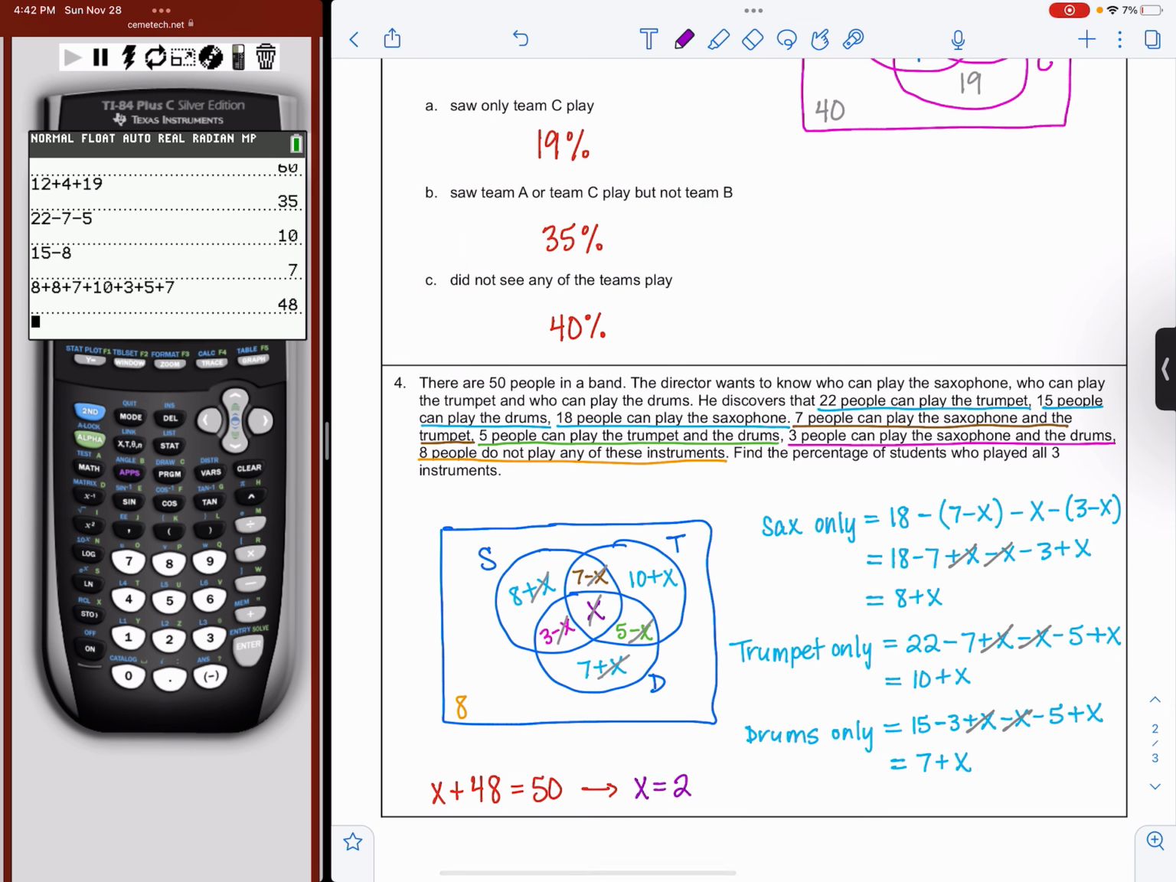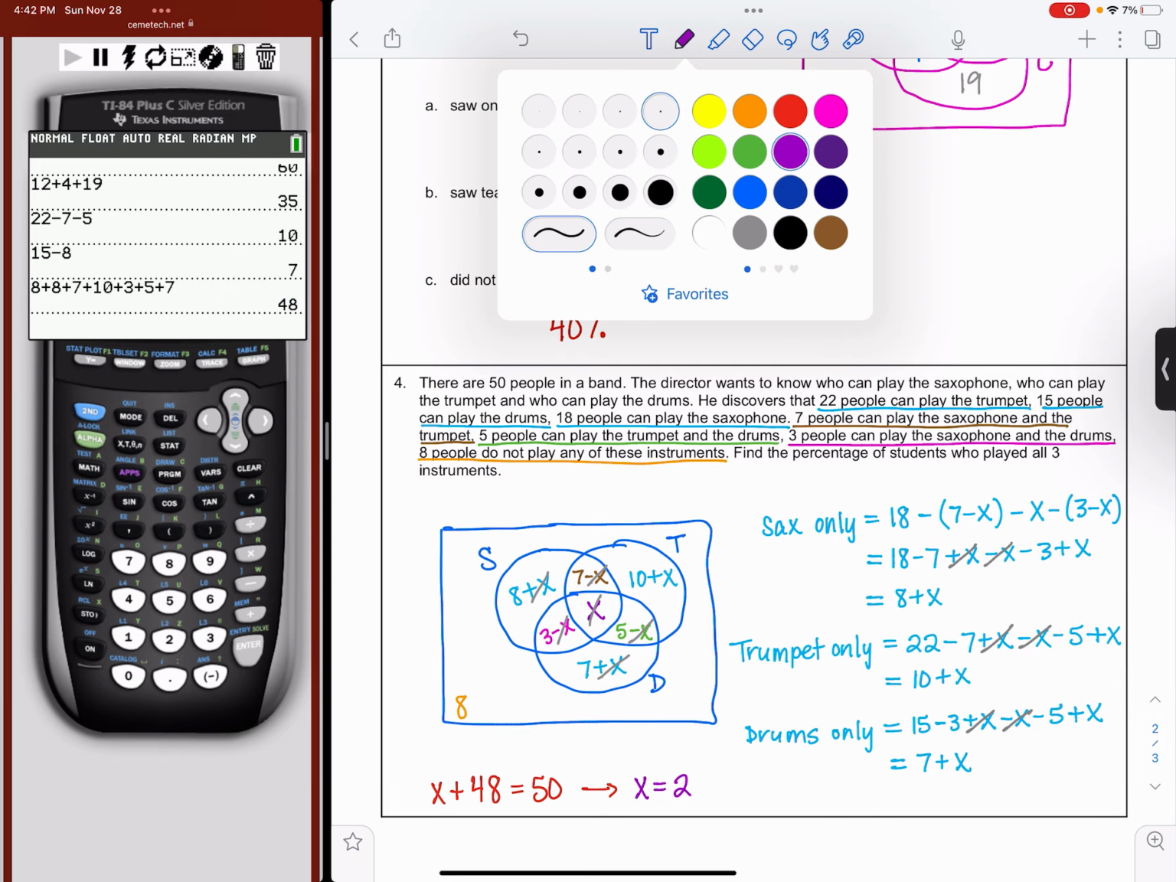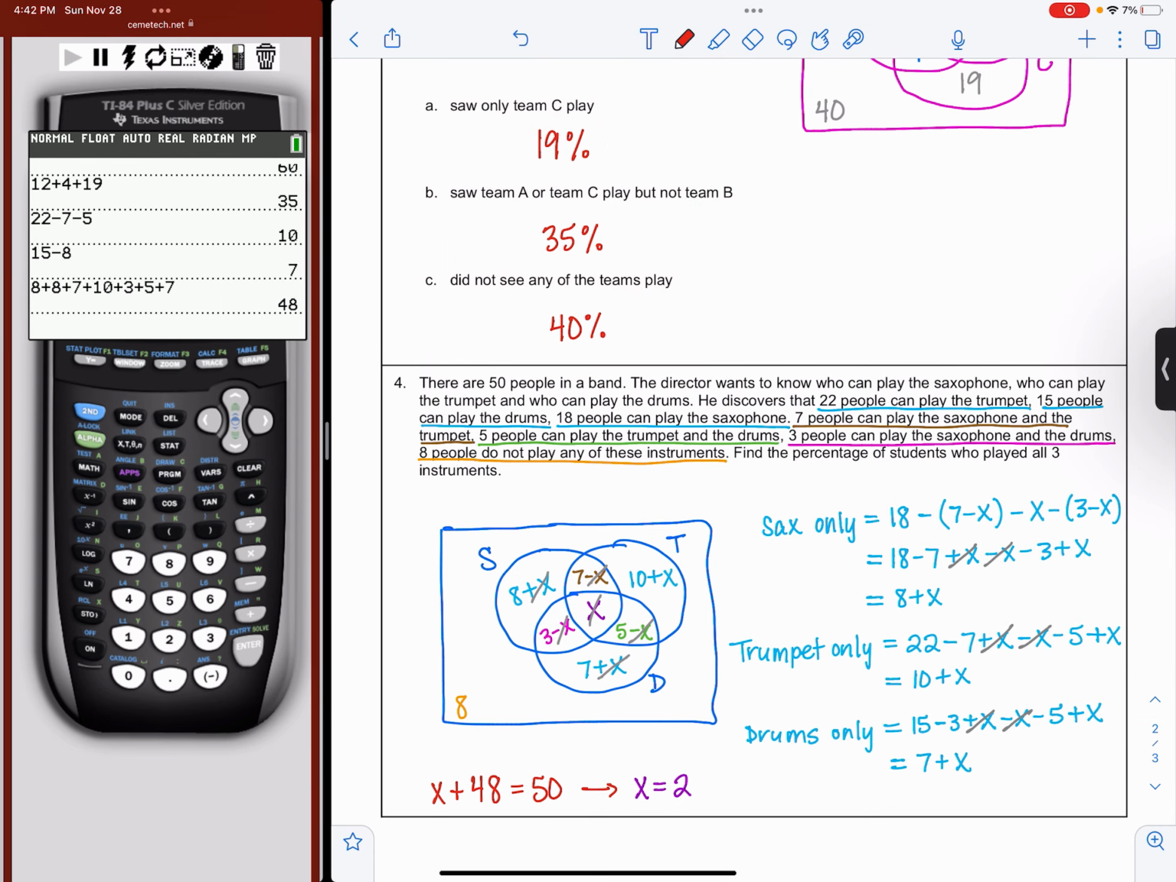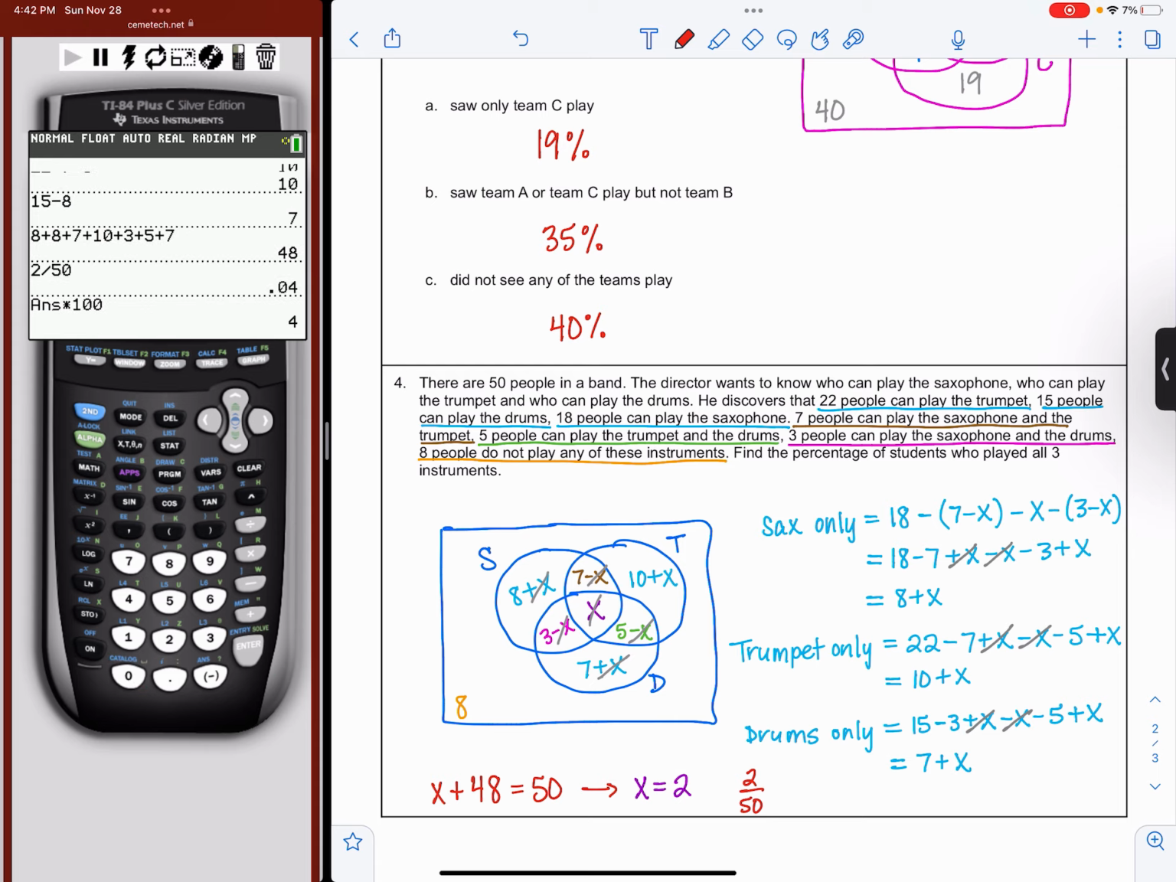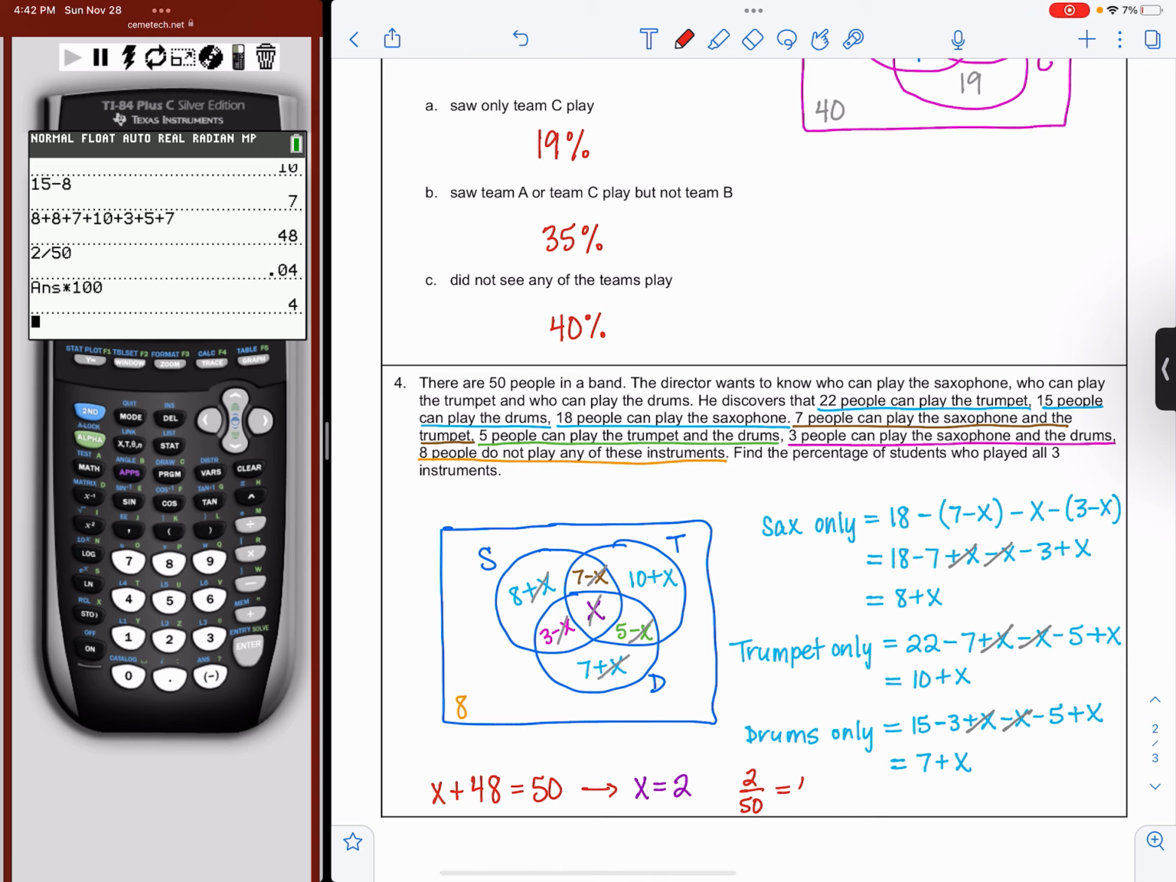Let me make sure I color code that and put that in purple. So because there were 2 students who played all 3, we can easily say that our answer is 2 out of 50. And we know that 2 divided by 50, and then we have to times it by 100, is equal to 4%. 4% of the people play all 3. That is our answer.